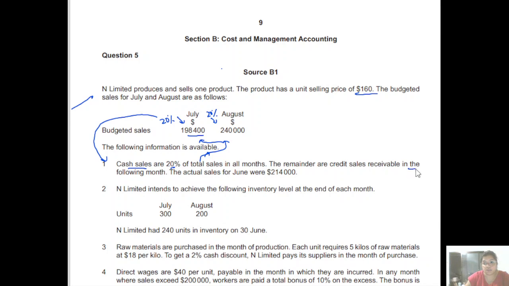And the thing is, in the following months, it means for July, 20% is the cash sales and 80% is going to be transferred in which month? It is credit sales, so it will be received in the August month. And the actual sales for the month of June is 214,000. So this is the thing which is given in the first point. Let's move toward the second one.